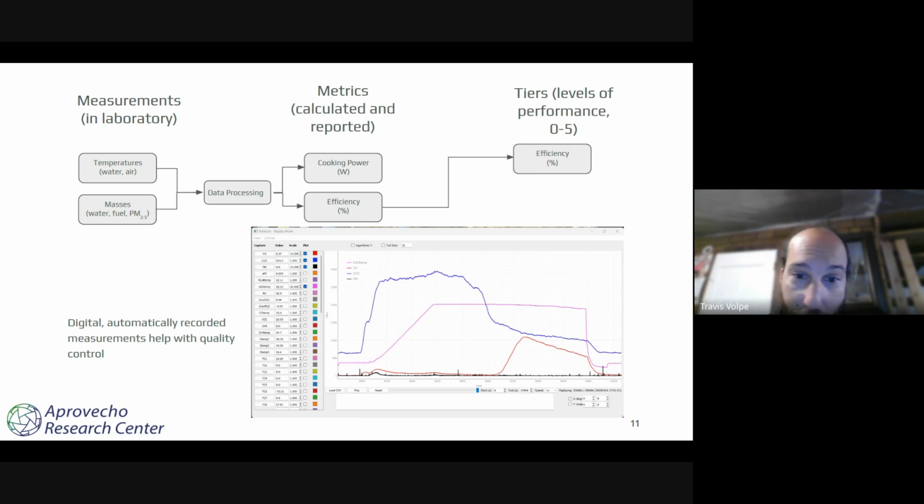You can see our blue line is the CO2, the pink line is the temperature of the water, the red line is the carbon monoxide, and the small black line at the bottom is our PM 2.5. So not only are we able to watch what is happening in real time, we're also logging and recording all of this data to be processed later.